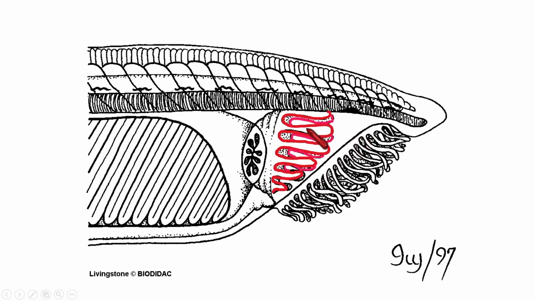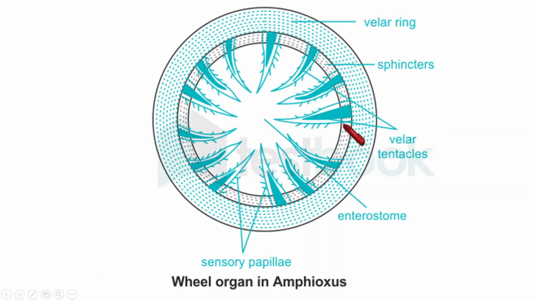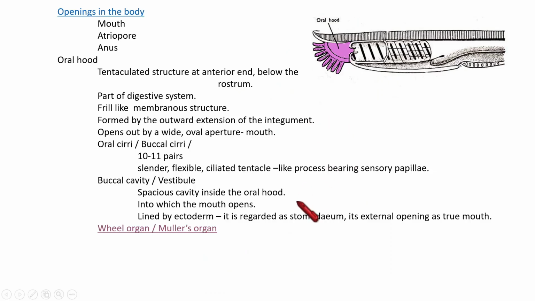A pair. It has some grooved ridges, but it also possesses so many cilia. And one more picture is there. In this picture we can see the cilia present on the margin of those grooved ridges. A groove is there in the center of each finger-like process. So this is the appearance of the wheel organ of this Amphioxus.